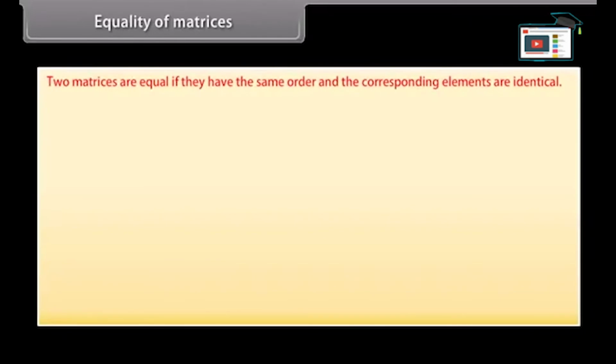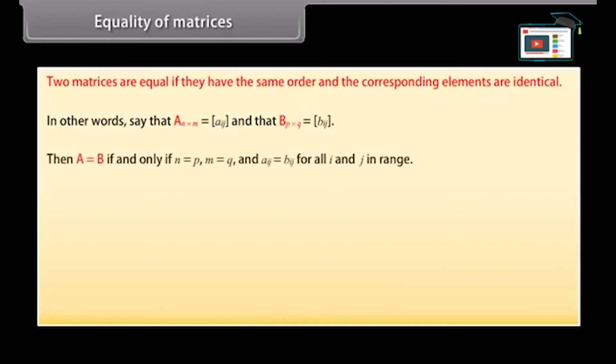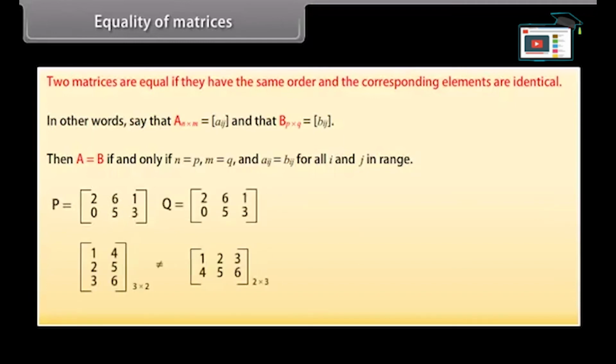Equality of matrices. Two matrices are equal if they have the same order and the corresponding elements are identical. In other words, say that A n by m is equal to Aij and that B p by q is equal to Bij. Then A is equal to B if and only if n is equal to p, m is equal to q, and Aij is equal to Bij for all i and j in range. Matrices P and Q are equal. Here are two matrices which are not equal even though they have the same elements.